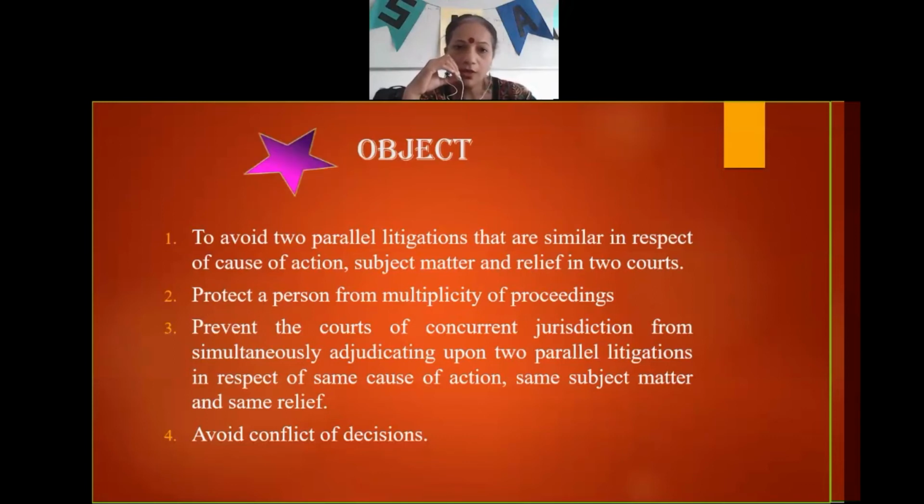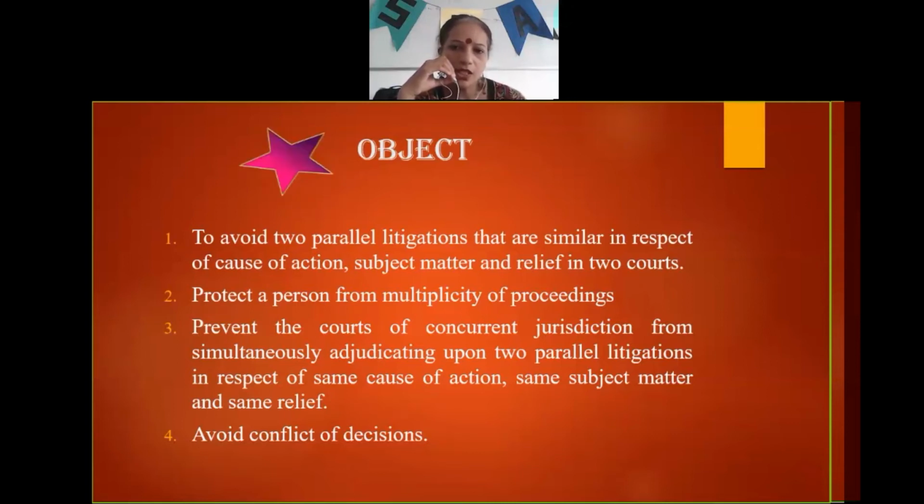The second object is to protect a person from multiplicity of proceedings. Suppose I have ill will against you, then I may put you in multiple proceedings just for the purpose of mentally harassing you. To prevent a person from doing so and to protect a person from any such multiplicity of proceedings, res sub judice has been operating as a useful tool. Next is to prevent courts of concurrent jurisdiction from simultaneously adjudicating upon two parallel litigations in respect of the same cause of action, same subject matter and same relief.